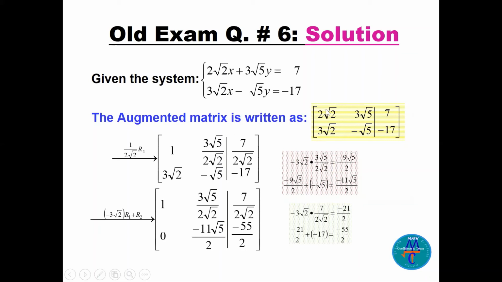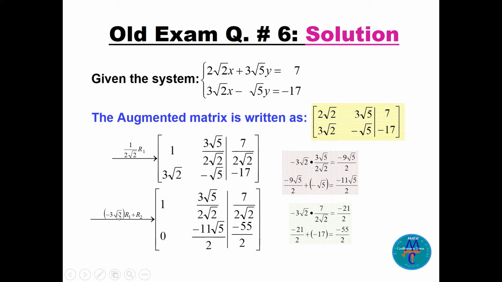So we have to make this number here 1. So I can divide by 2 square root of 2. So this becomes 1 here, then 3 square root of 5 over 2 square root of 2, and 7 over 2 square root of 2. Now what else? We have to make this number 0. So I have to multiply row 1 by the opposite of this, minus 3 square root of 2, times row 1 plus row 2. So this will be easy, 0.